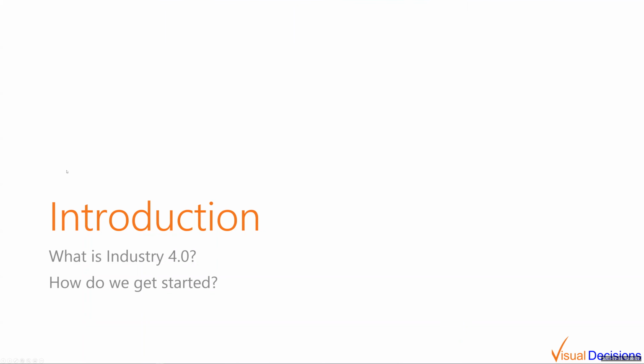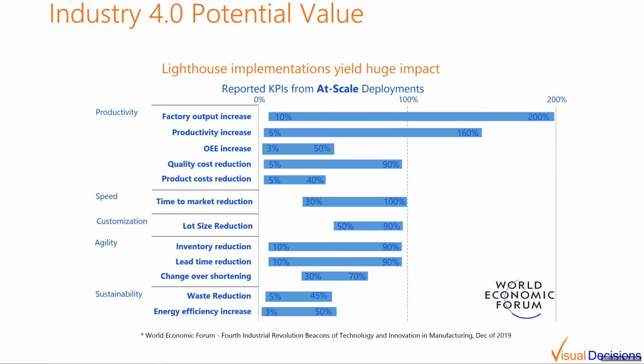As an introduction, I'm going to spend one slide talking about what is Industry 4.0 and then get into how we get started with it. The reason we look at Industry 4.0 in the first place is that there are tremendous possibilities for companies that implement this and implement it well. This is from the World Economic Forum, and as you can see, there are huge increases to productivity, speed, agility, sustainability, and more that are possible if you implement these technologies well.